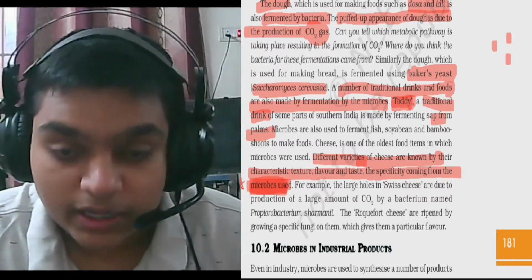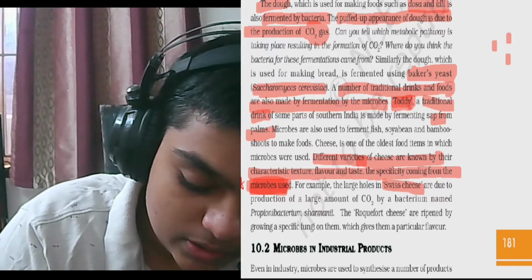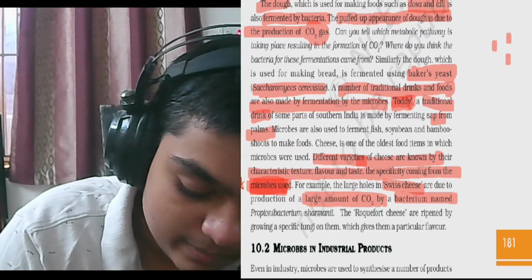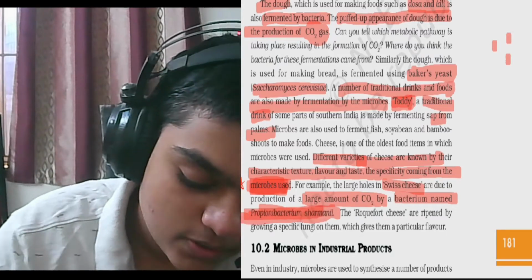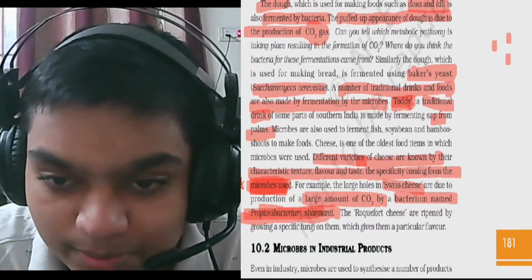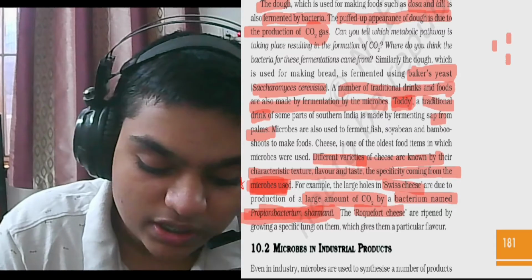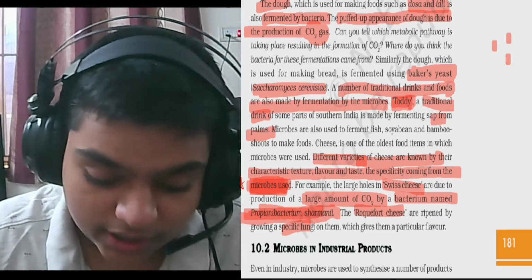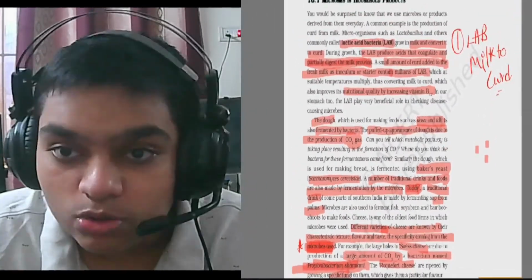Very important, that part. Now, for example, large holes in Swiss cheese are due to the production of large amounts of CO2 by a bacterium named Propionibacterium shermani. This is a very important name, Propionibacterium shermani. And Roquefort cheese is fermented or ripened using a fungus called Roquefort fungi. Now, this is the use of microbes in household products.